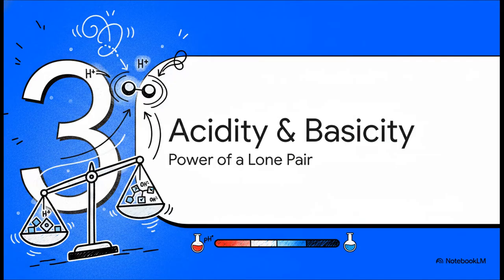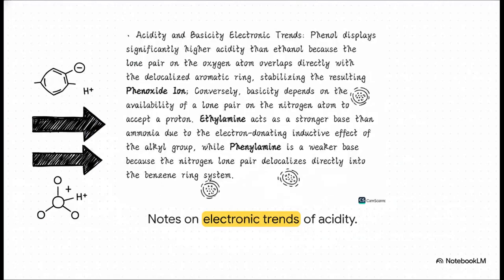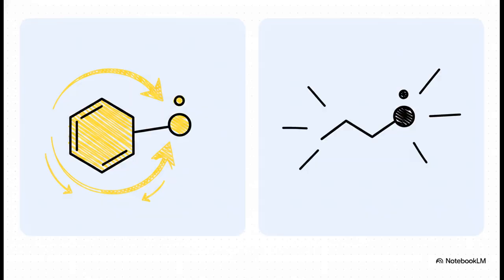All right, that brings us to our third and final section, acidity and basicity trends, the power of a lone pair. Let's uncover how the subtle placement of a single, tiny pair of electrons can drastically tip the scales of chemical behavior. We can map out these electronic trends from our source material to see exactly why certain molecules act as acids and others act as bases. Okay, let's start with acidity. By comparing phenol to ethanol side by side, a massive difference emerges. Phenol displays significantly higher acidity.